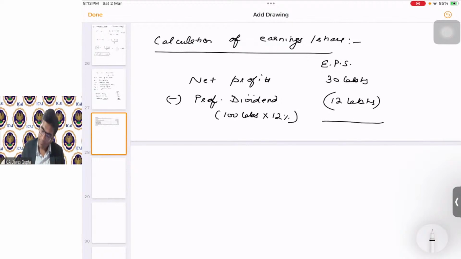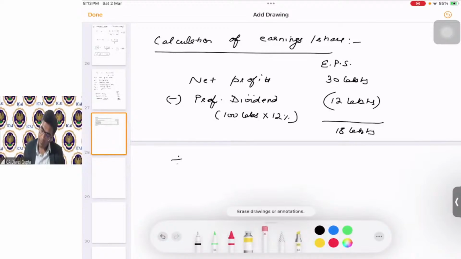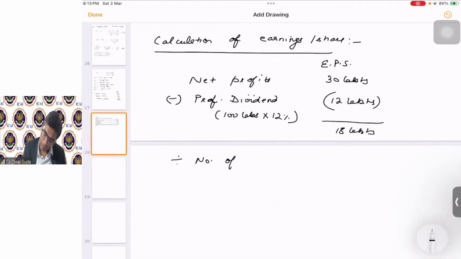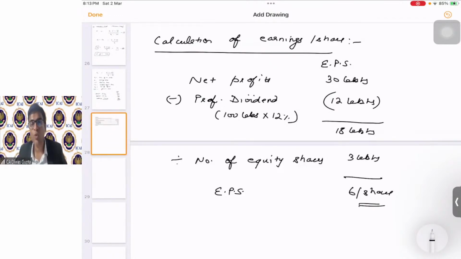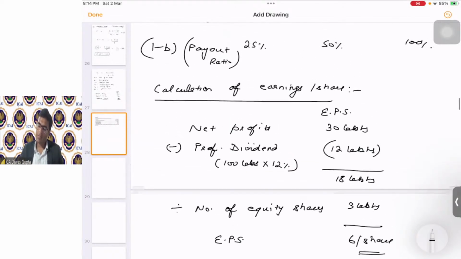Divided by the number of equity shares, which is 3 lakhs, and hence the earnings per share becomes 6 rupees per share. I think the numbers are totally the same as in the previous question. The numbers are 100% the same for the EPS, correct? Shweta: NP minus preference dividend, 18 lakh. Yes, you're right, Shweta. Your answer is correct. So earnings per share becomes 6 per share.